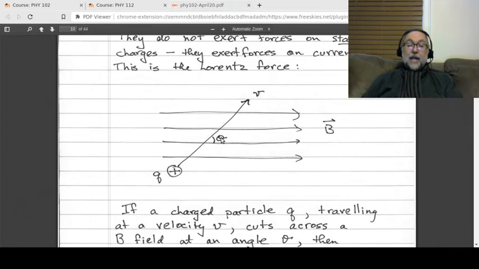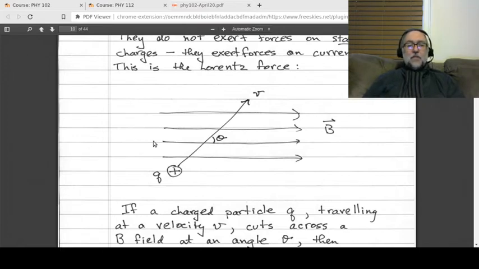If the velocity were perpendicular to the B field, so that the velocity is actually cutting directly across the B field, then theta would be 90, and sine of 90 is 1. That's when you get your maximum force.